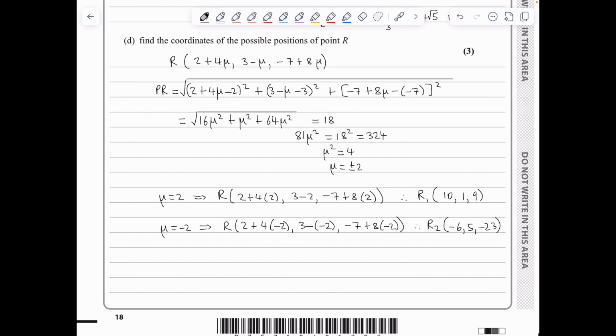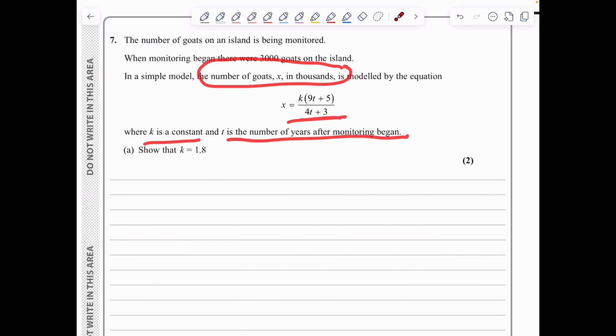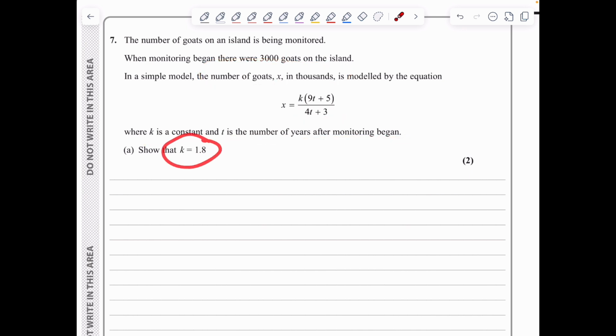In question 7, we are monitoring the number of goats on an island. Initially, we had 3,000 goats, and we are told that the number of goats x in thousands is modeled through this equation, where k is a constant and t is the number of years after monitoring began. We need to show that k is 1.8, and I will be using the initial condition that when t is 0, we have that the population is 3,000, so x is 3.